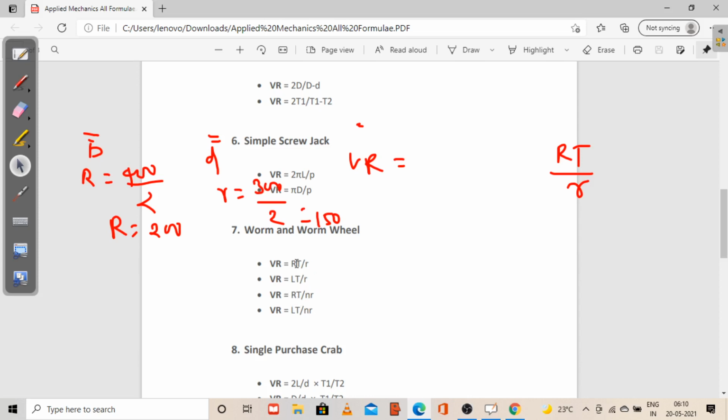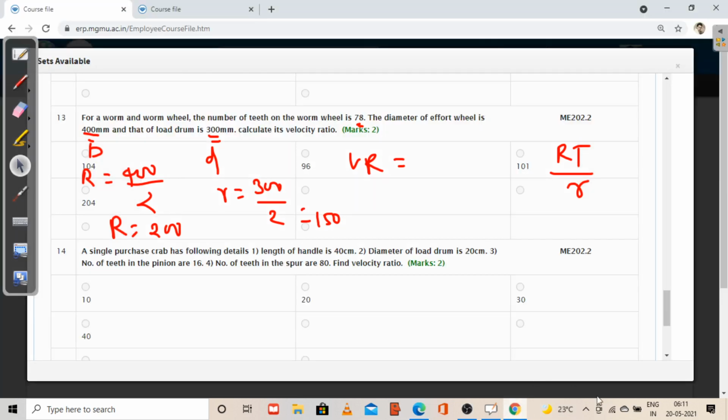Now I'm taking this RT upon r, the first formula. Okay, just put the values and you will get the answer. Now R कितना है, 200 into 78 upon small r, that is 150. Okay, you'll get the answer. I will tell you the right answer. कैलकुलेटर में पुट करना है.